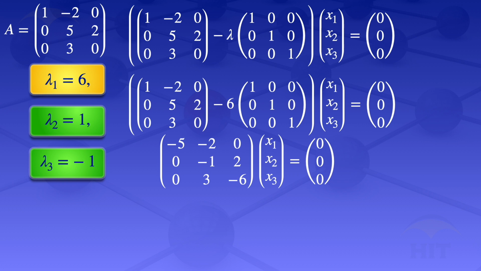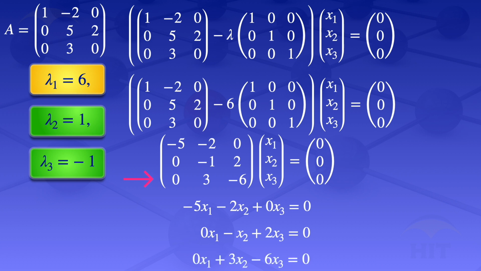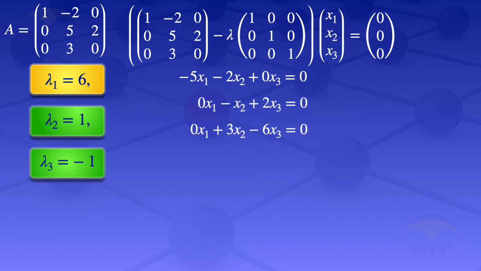Now when we are doing matrix multiplication, it's row by column. So the first row there, minus 5, minus 2, 0, by that column vector, will give us minus 5x1 minus 2x2 plus 0x3 is equal to 0. For the second row, we have 0x1 minus x2 plus 2x3 is equal to 0. For the third row, we have 0x1 plus 3x2 minus 6x3 is equal to 0. So we have those 3 equations, and I'll label them equation number 1, equation number 2, and equation number 3.